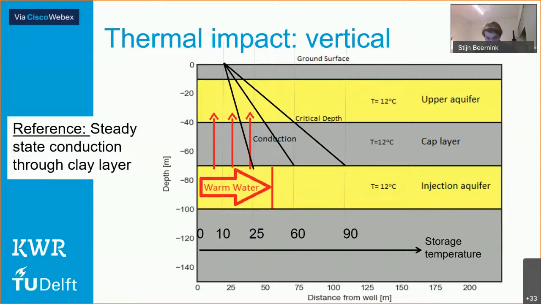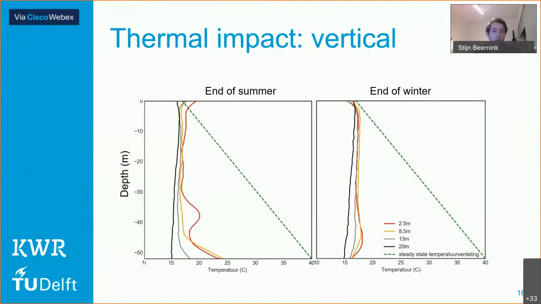So if we are going to look at this for our case, we here again have the four locations. The one close to the warm well is the red line, and the one furthest away from the warm well is the black line. And we see that, yes, at the end of summer, there is some heating from the aquifer to the clay layer above. But at the end of winter, this has already been cooled down again because the water in the aquifer is also cool again. So if you look at the figure of the end of winter, you can still see a little bit of heating of this clay layer. So there is some impact, there is some heating, which will grow and grow and grow each year.